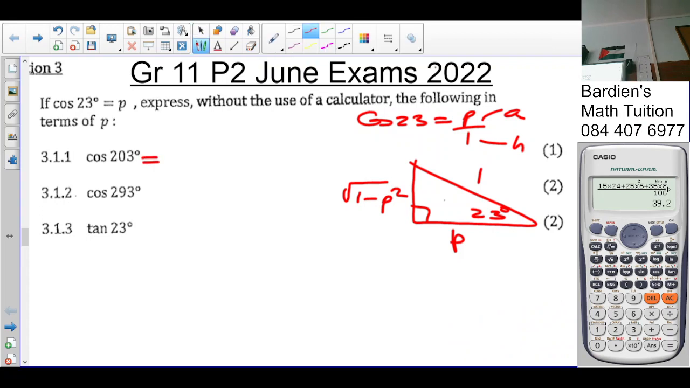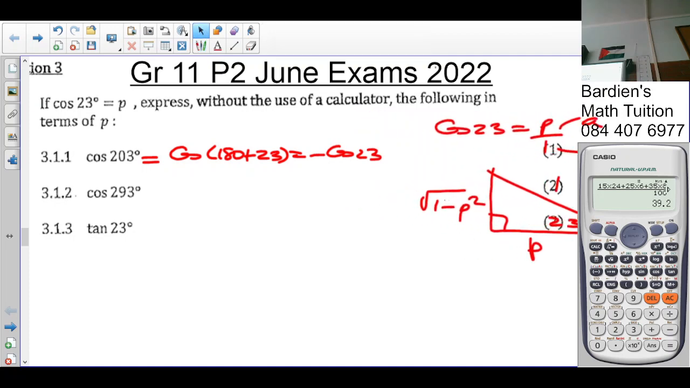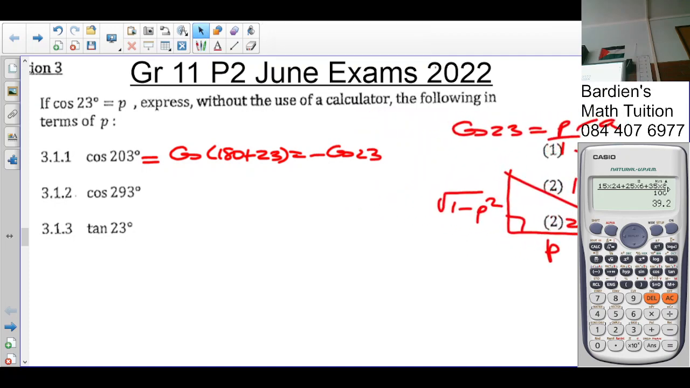So cos of 203, which quadrant is 203 in? Quadrant 3. Not so? How do we get in quadrant 3? It's 180 plus 23. Is cos positive or negative in quadrant 3? Negative. Cos 23, well, what is cos 23 equal to? P. So it's simply negative P.